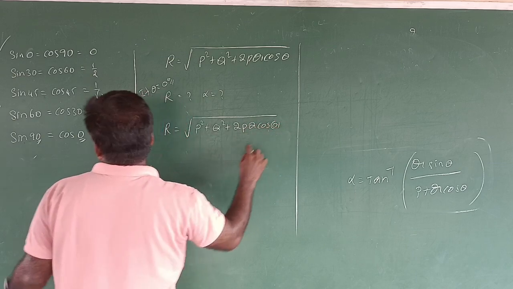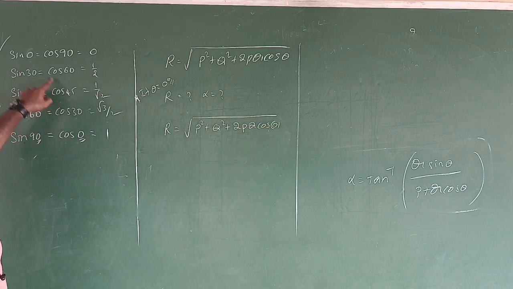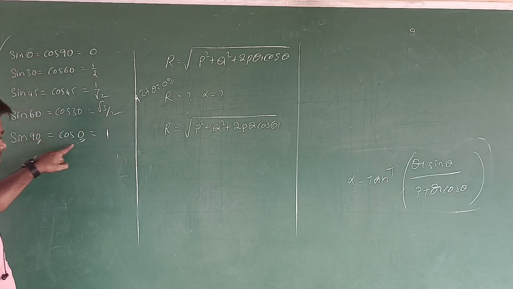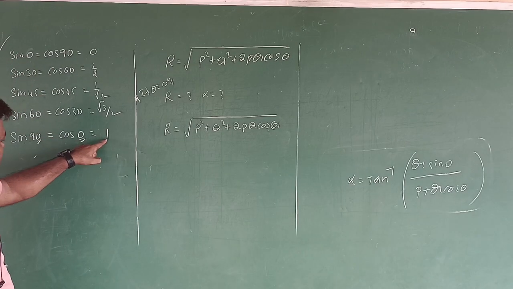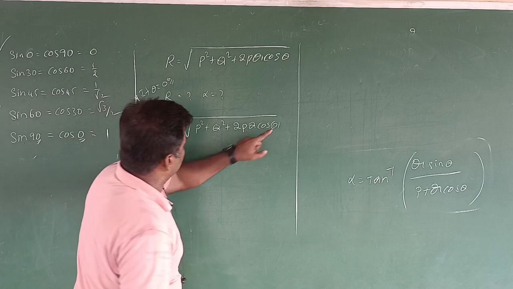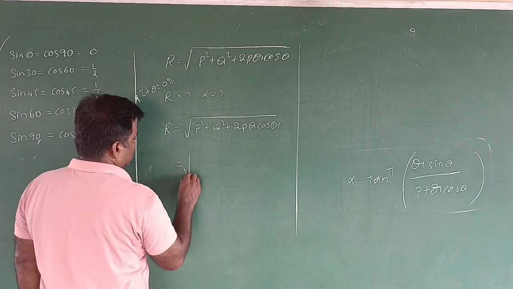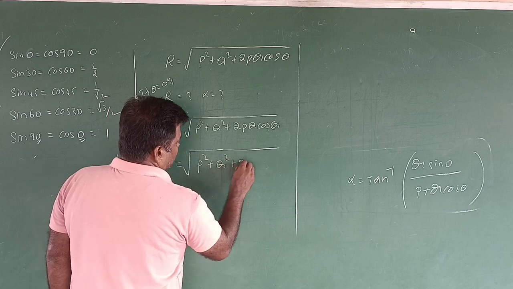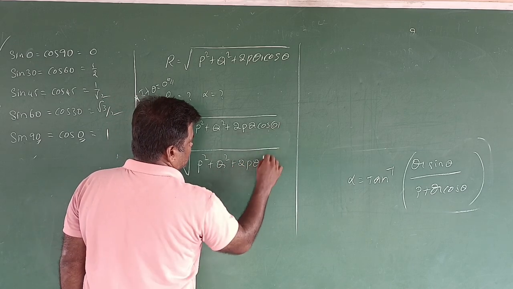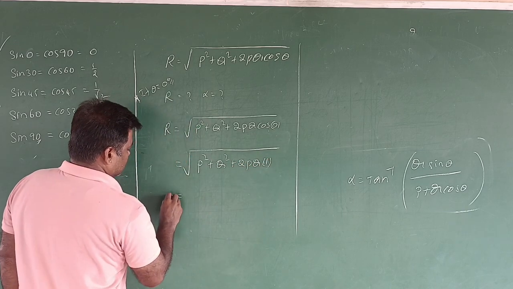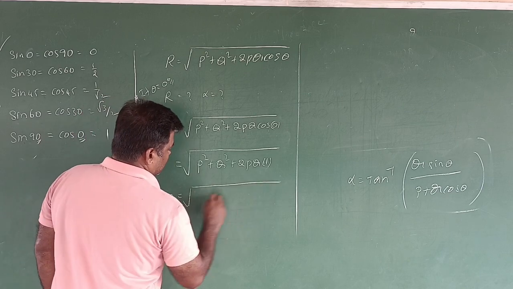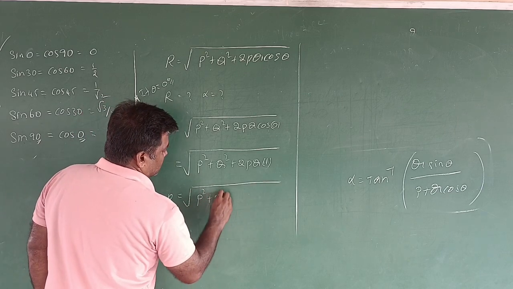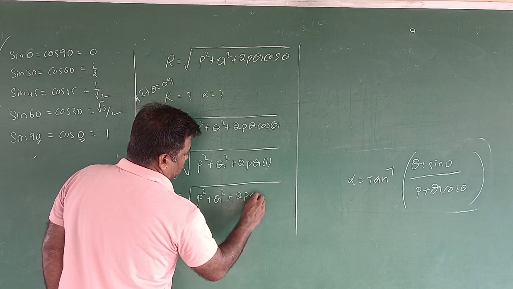What is the value of cos 0? Cos 0 is equal to 1. Substitute the value of cos 0 as 1 here. P square plus q square plus 2pq, cos 0 is equal to 1. So R is equal to root over p square plus q square plus 2pq.